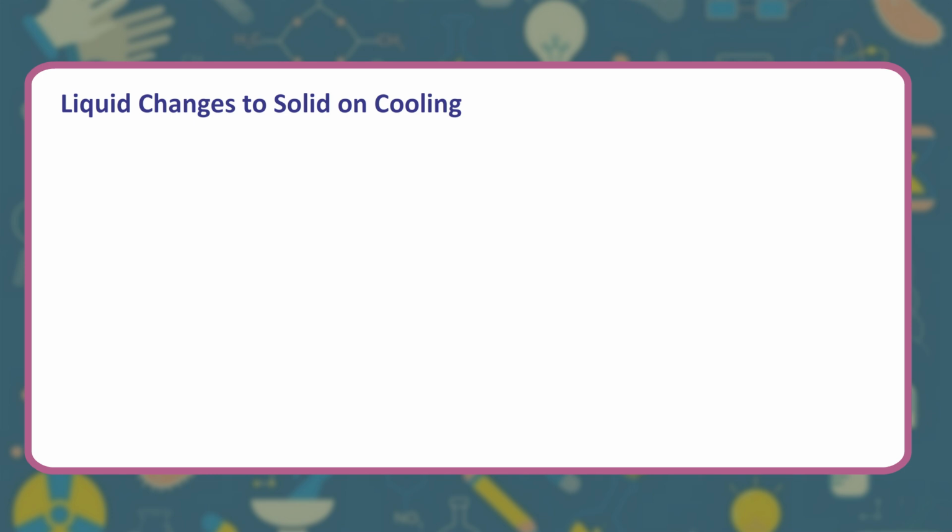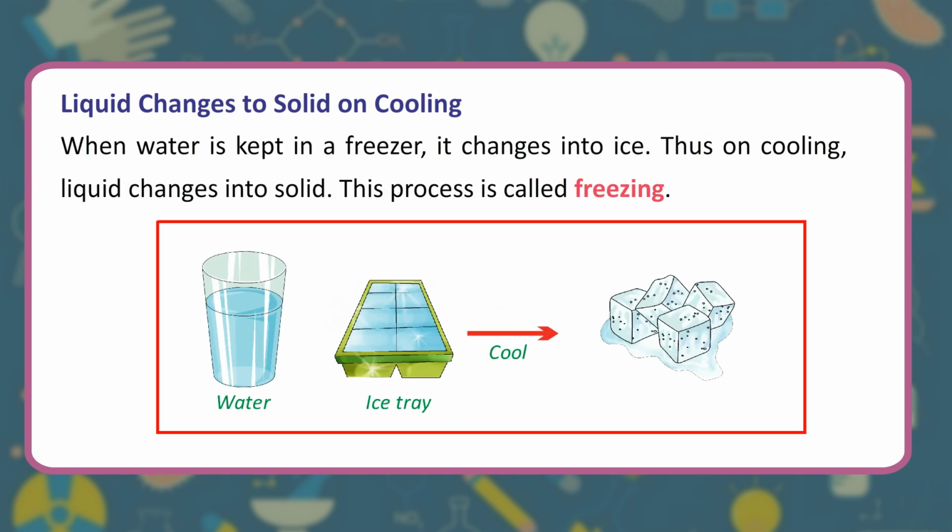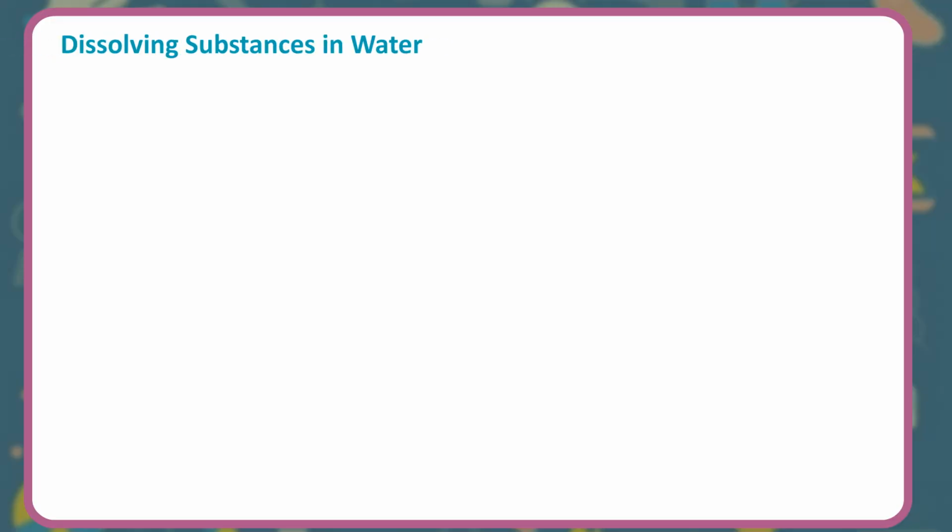Liquid changes to solid on cooling. When water is kept in a freezer, it changes into ice. Thus on cooling, liquid changes into solid. This process is called freezing. Water, ice tray, cool. Dissolving substances in water.